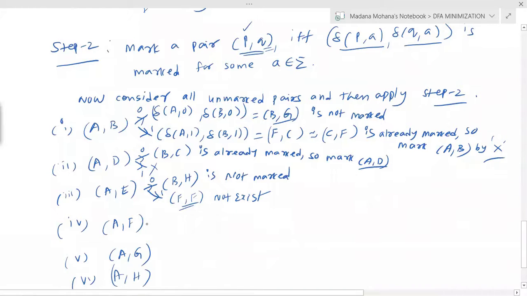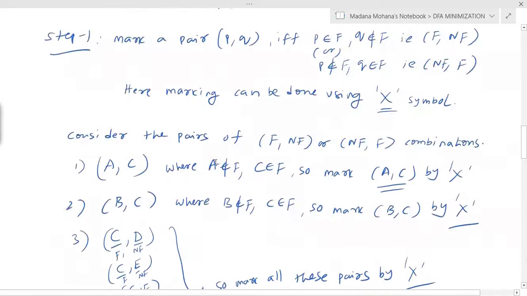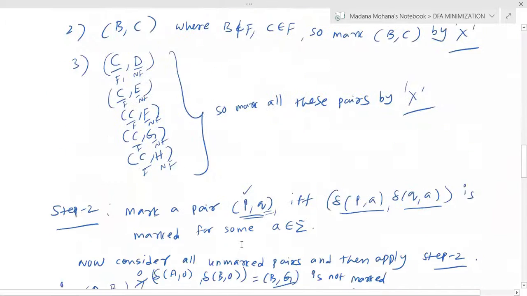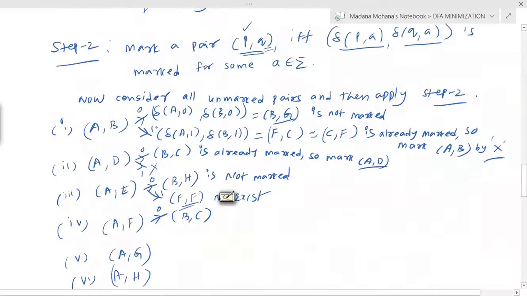Finally, we will check. Then coming to AF. So here AF on 0, find the transition delta of A on 0, F on 0. You will get B comma C. Now let us check the pair B comma C. Yeah, B to C is marked already. So you can mark A comma F also. So it is marked already.